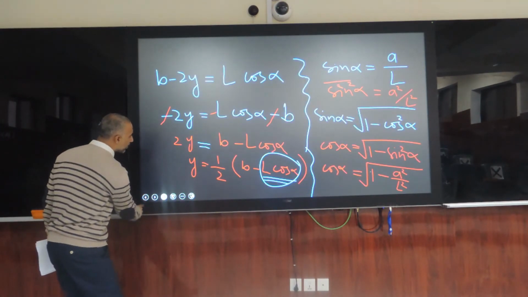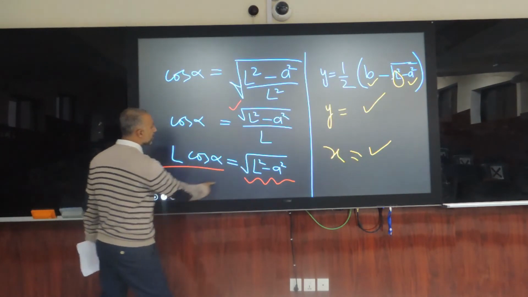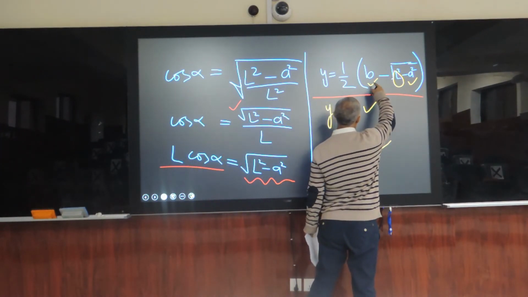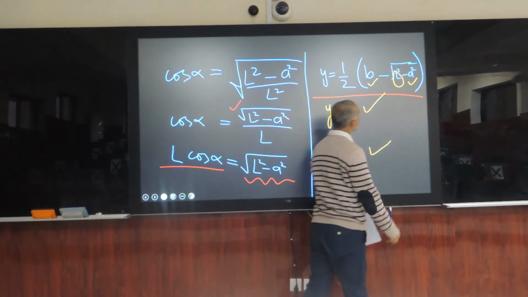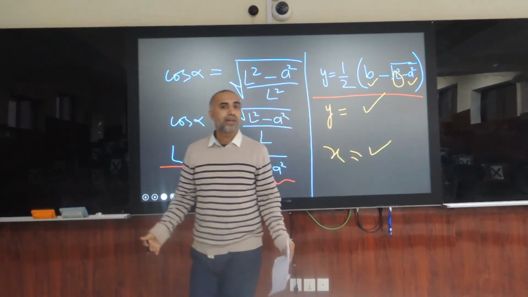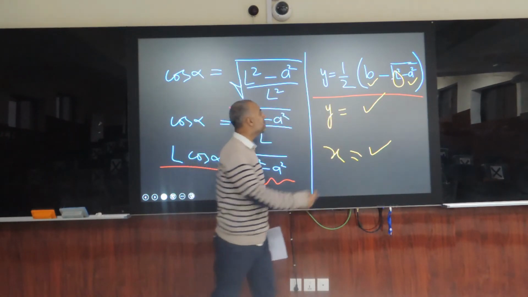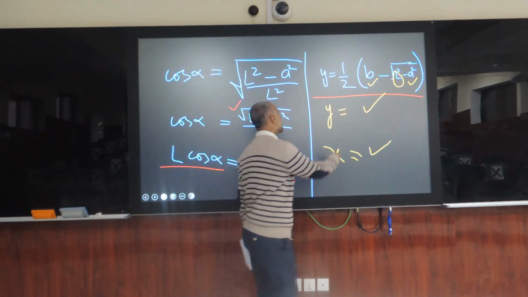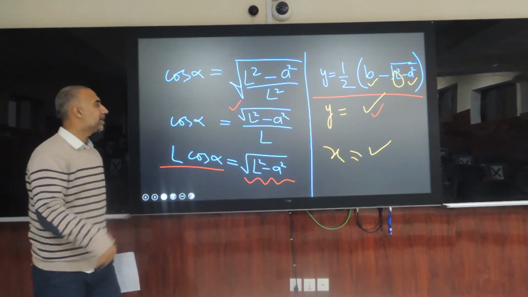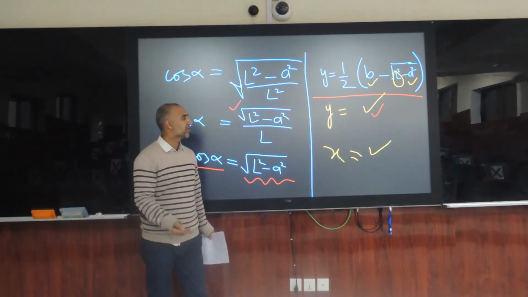So in this last equation, what we need is the L cos alpha. We will replace this L cos alpha with this value, and we will have y equal to 1 over 2 into b minus the square root of L square minus a square. Here L is the constant length of a string, a known value. a is a known value of a fixed point on our right hand side, and b is also a fixed point. So we can get the value of y, that is the minimal length for a weight on a string.